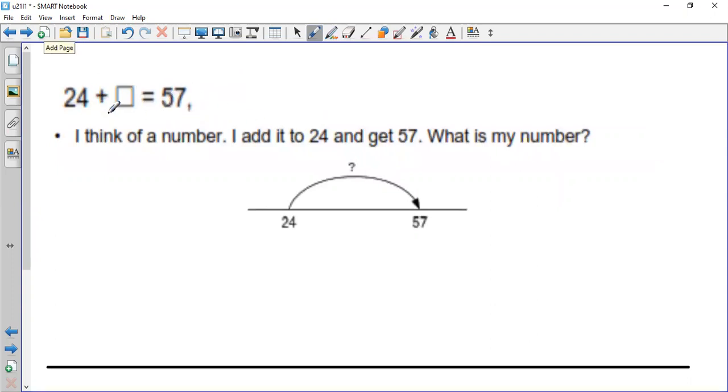I have another example here. 24 plus what equals 57? I think of a number, I add it to 24 and I get 57. What is my number? So I start from 24 and I walk forward some steps that I don't know exactly, but I know that I landed on 57.